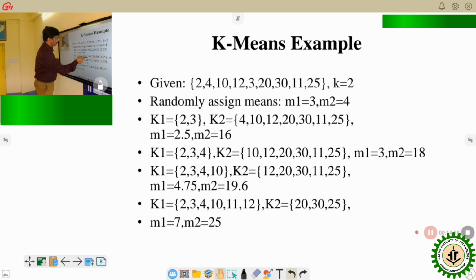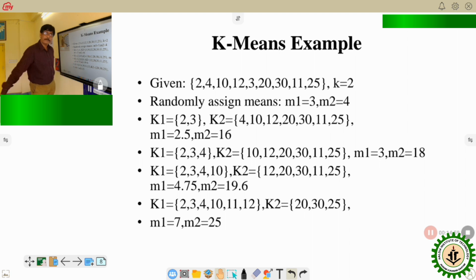Similarly, say for example 10. Why does 10 belong to cluster 2? Because if you measure the Euclidean distance from 2.5 to 10, that is 7.5. But if you take the distance from 16 to 10, the Euclidean distance from 10 to 16 is 6. And 6 is less than 7.5. So 10 belongs to the second cluster.